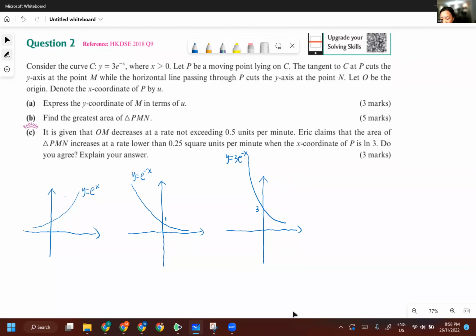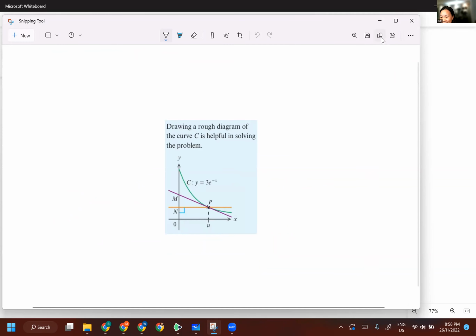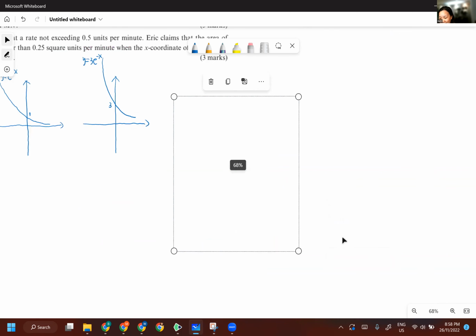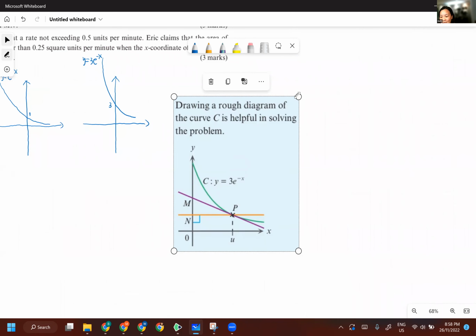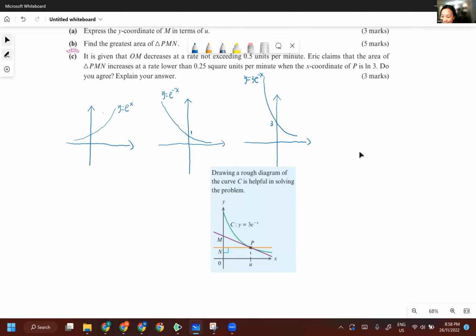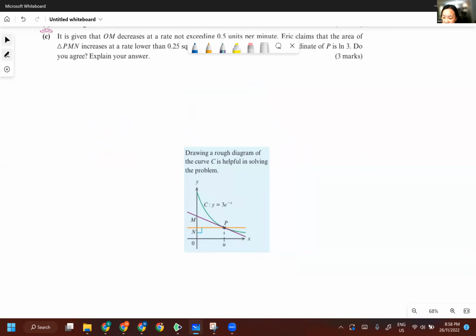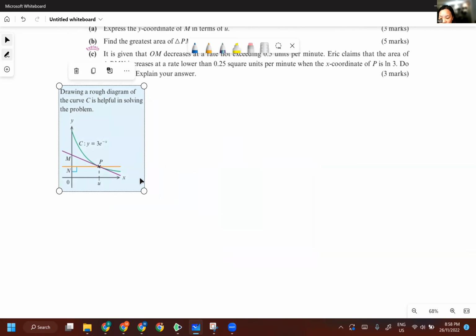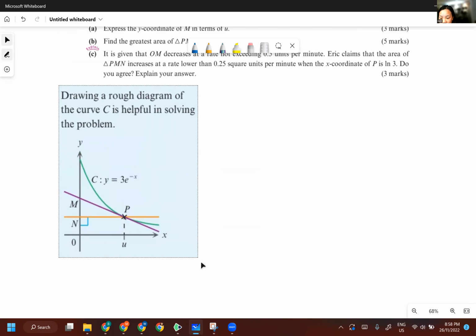Okay. Now, I'm going to show you a beautiful one on the textbook. It's here. This is already sketched beautifully. So I'm going to paste. So you have this curve. And then I'm going to raise mine. Okay. It's a must. You see on the textbook, it says drawing a rough diagram of the curve C is helpful in solving this problem. It is helpful.